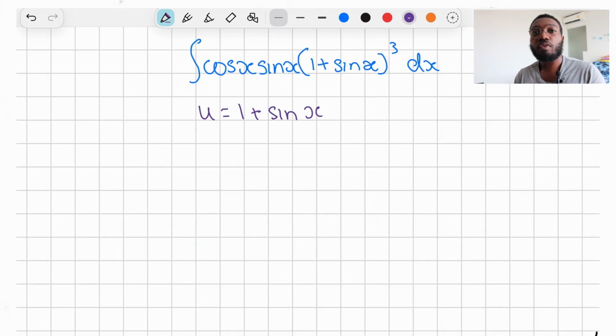So for this question, we need to integrate cosine x sine x times 1 plus sine x to the power of 3 with respect to x. We need to integrate that, and we need to do a substitution of u equals 1 plus sine x.